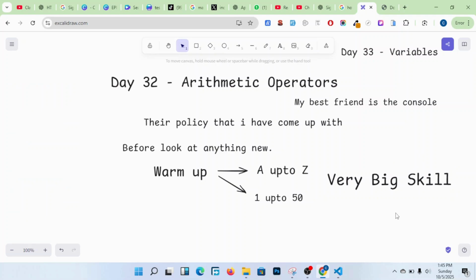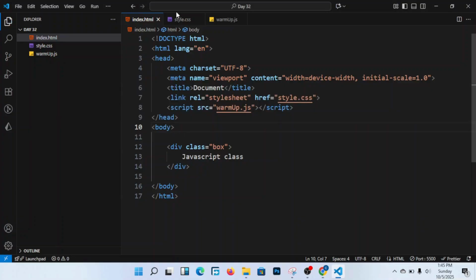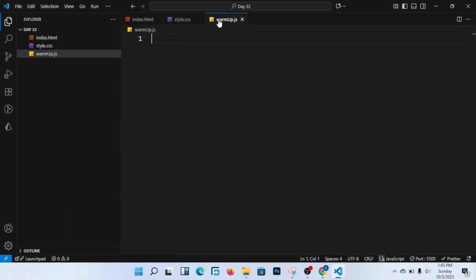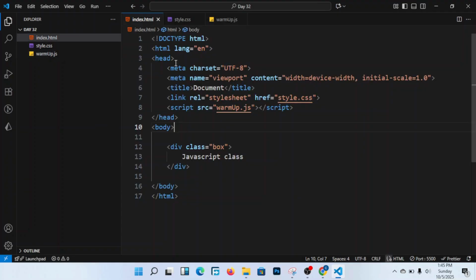I want you to warm up: console up to A to Z and console up to 50. This is what we are looking for right now, and we have linked our script. Are you seeing our script is here? Warmup.js is there. And we have to put defer here. Don't forget that, guys, because we are in the head. Basically it's supposed to be at the end, but right now we are in the head, okay?